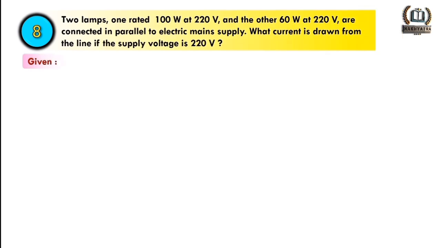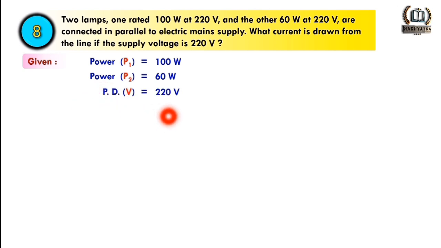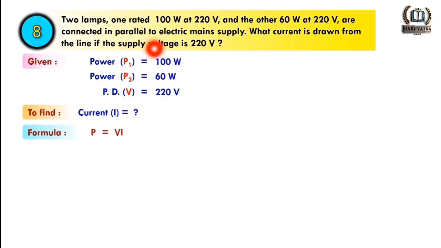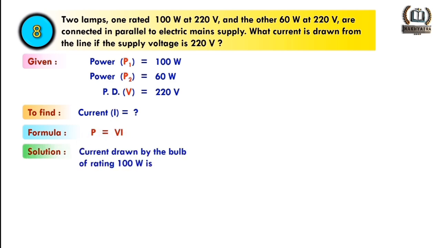We will find the current. Okay, now see here, we are given power 1 is 100 watt and power 2 is 60 watt and the potential difference is the same, that is 220 volt. So we have to find the current. From here we can use the power formula P equal to V into I. Now see here, current drawn by the bulb of rating 100 watt is P1 equal to V into I1. So we know that I1 equal to P1 by V. P1 is 100 watt and the potential difference is 220 volt. So I1 equal to 100 upon 220 ampere.